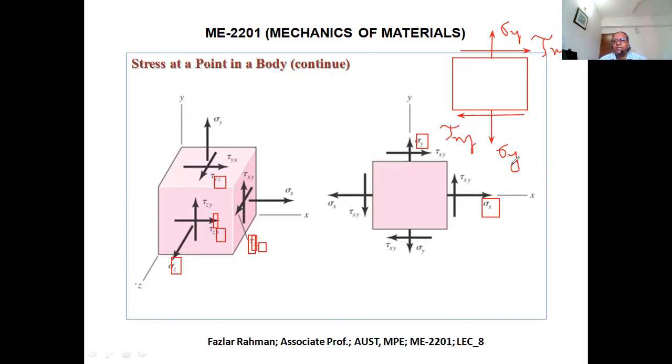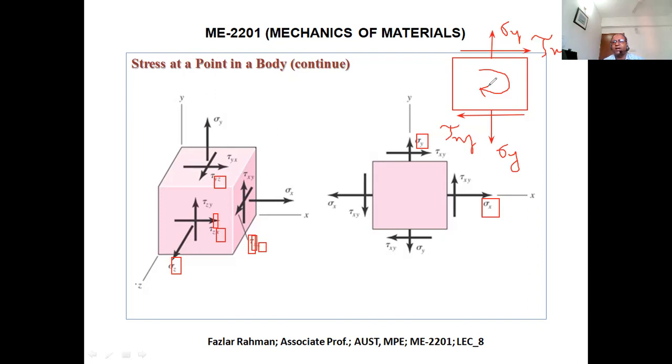Now what happened? This force will be cancelled out. The summation of tau xy will be cancelled out. But if you take moment, tau xy tries to rotate this body in the clockwise direction, right? They try to rotate the body in this direction. So let's see what's going on.